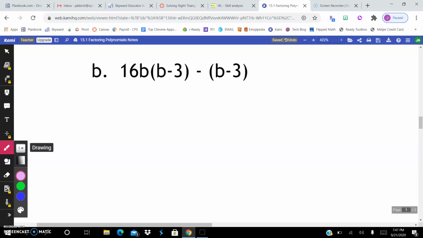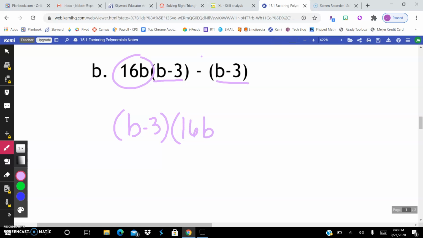Okay, same situation here, only it looks just a tad bit different because there's not a coefficient in that second term there. So b minus 3 is the common factor. What is left over? A 16b here. And then this negative sign, that's really a negative 1, so we can write minus 1. And that is our final answer.